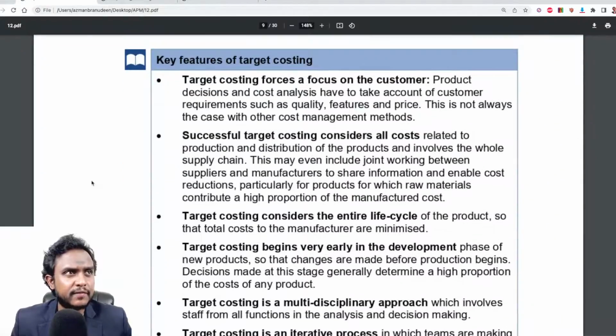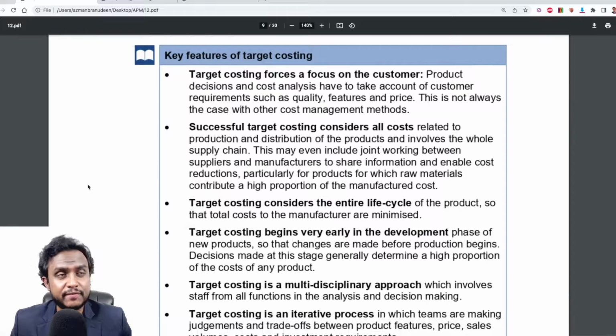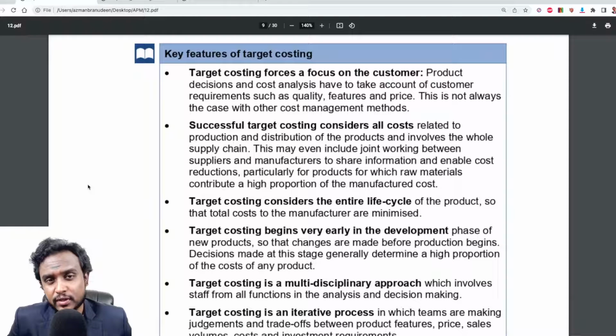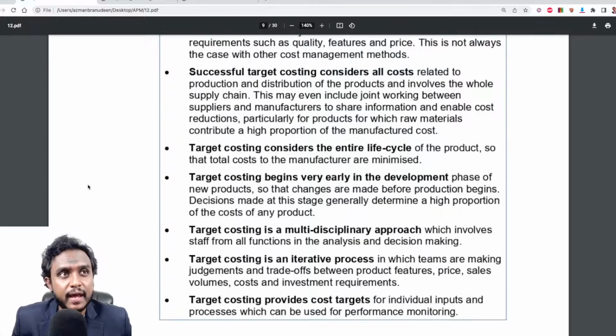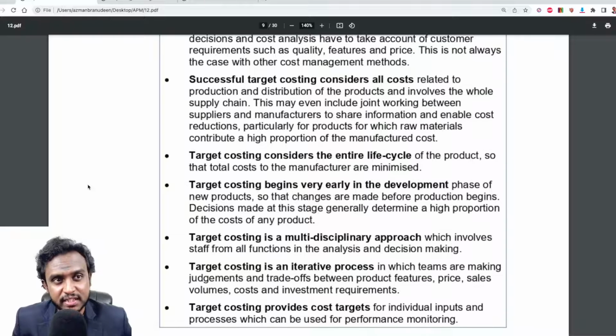A few things just to touch on, our key features of target costing. It forces a focus on the customer, because you're starting with the market price that customers will be willing to pay. So that's one point. Successful target costing considers all the costs, and it does so before the manufacturing starts. It considers the entire life cycle. And costing begins very early in the development stage, not even in the manufacturing stage. It's a multidisciplinary approach which involves staff from all functions in the analysis and decision making, and it is an iterative process, especially in a Kaizen environment.